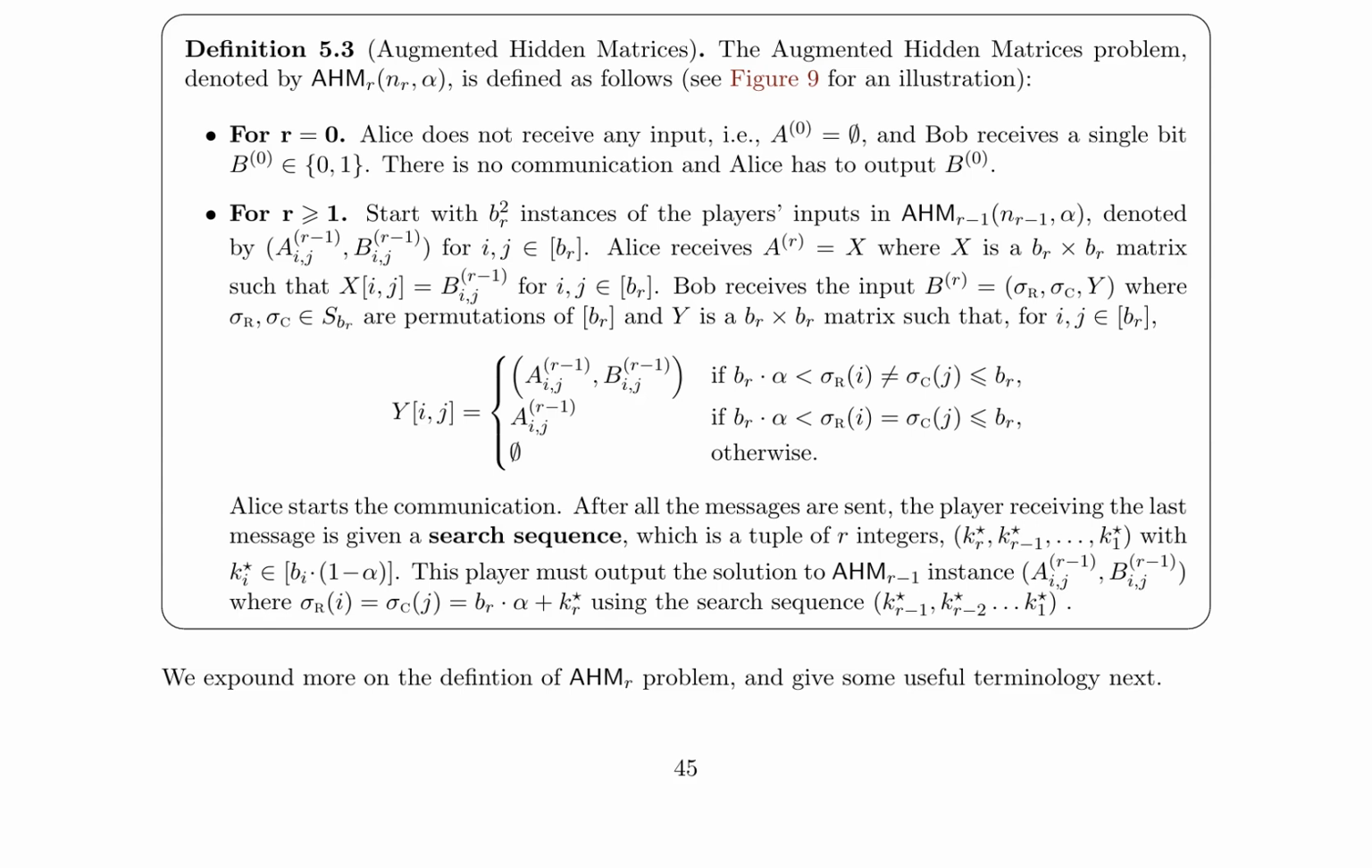The communication protocol involves Alice starting the communication, and after all messages are sent, the player receiving the last message is given a search sequence, which is a tuple of r integers. This player must output the solution to the AHM instance A_{r-1,(i,j)}, B_{r-1,(i,j)} using the search sequence. The AHM problem is a key component in establishing the lower bound on the space complexity of dynamic streaming algorithms. The recursive definition of the AHM problem allows for the derivation of a lower bound on the space used by the algorithm, which has significant implications for the design of efficient streaming algorithms.